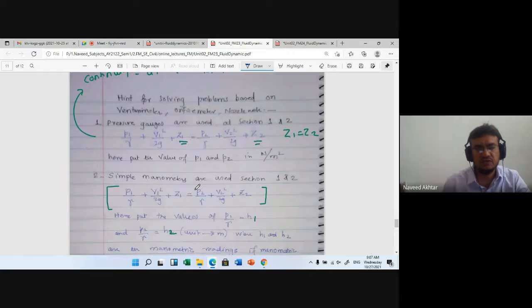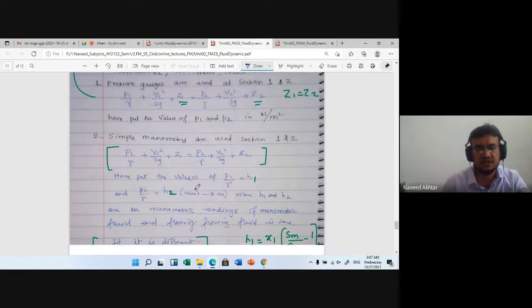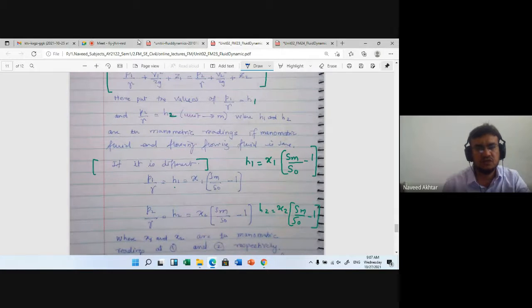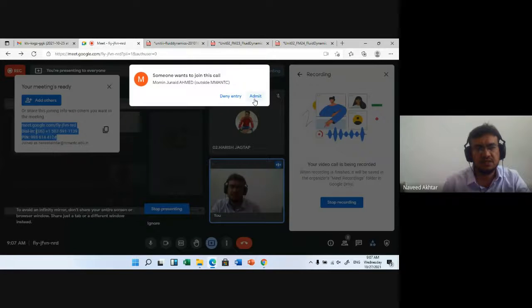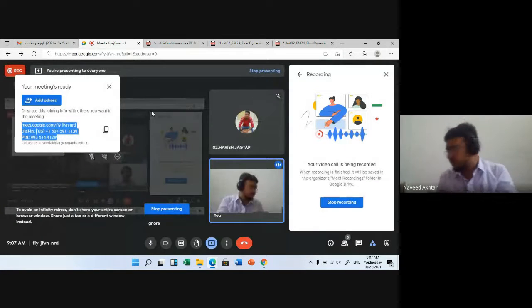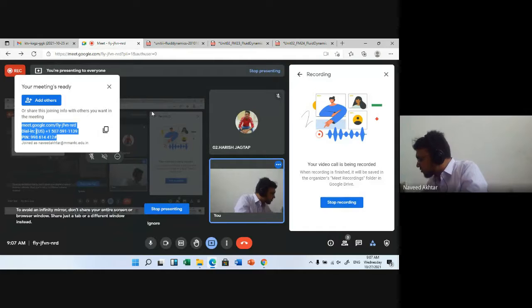Also, we have seen the hints for solving problems based on Venturi meter, orifice meter, rotameter, etc. So today we will solve an example.